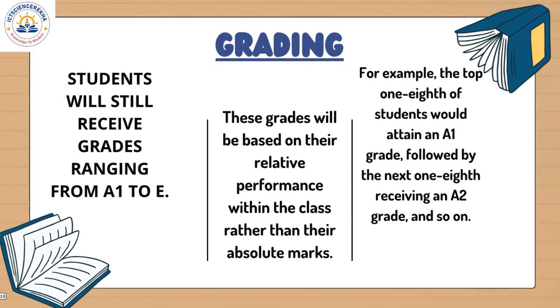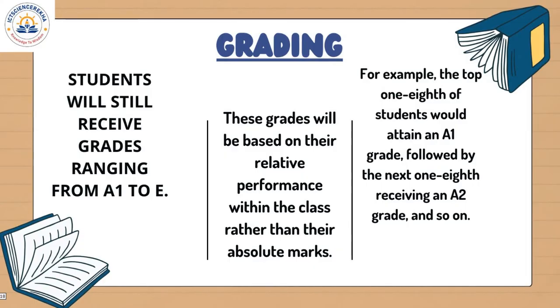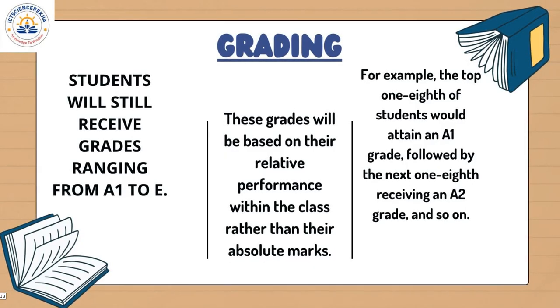How the grading will be done? Students will still receive grades ranging from A1 to E. These grades will be based on their relative performance within the class rather than their absolute marks. For example, the top 1/8 of students would attain an A1 grade, followed by the next 1/8 receiving an A2 grade, and so on.